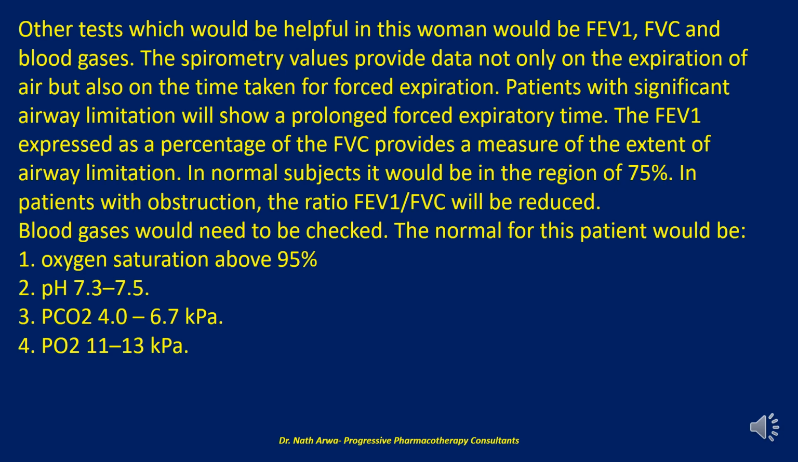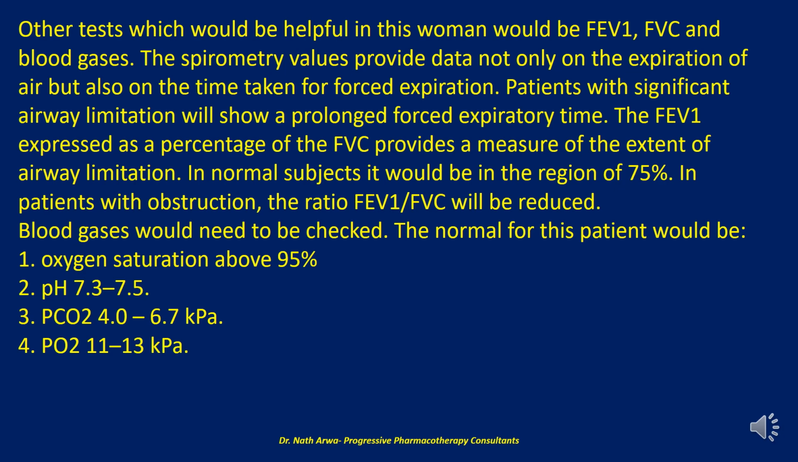The forced expiratory volume in 1 second expressed as a percentage of the forced vital capacity provides a measure of the extent of airway limitation. In normal subjects it would be in the region of 75%. In patients with obstruction, the ratio of forced expiratory volume in 1 second to forced vital capacity will be reduced.